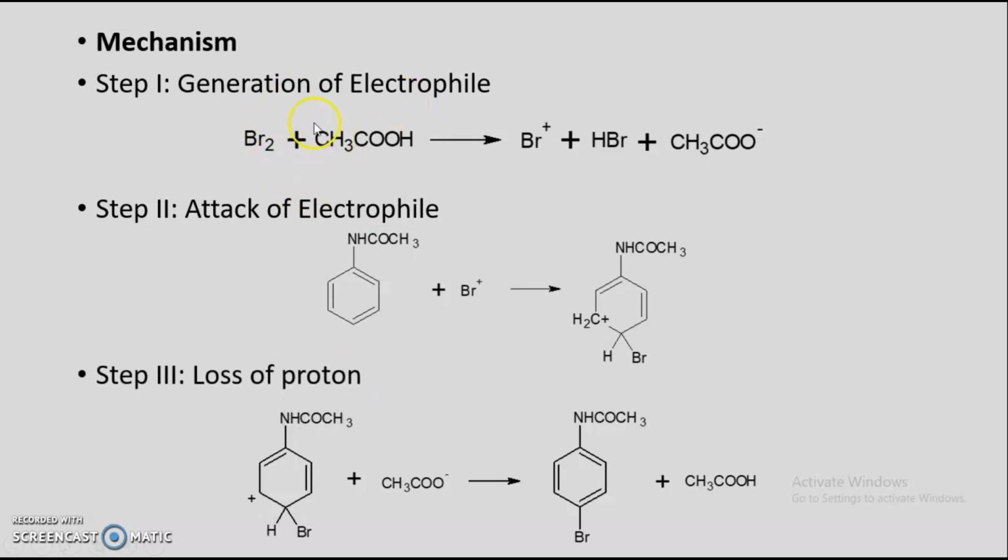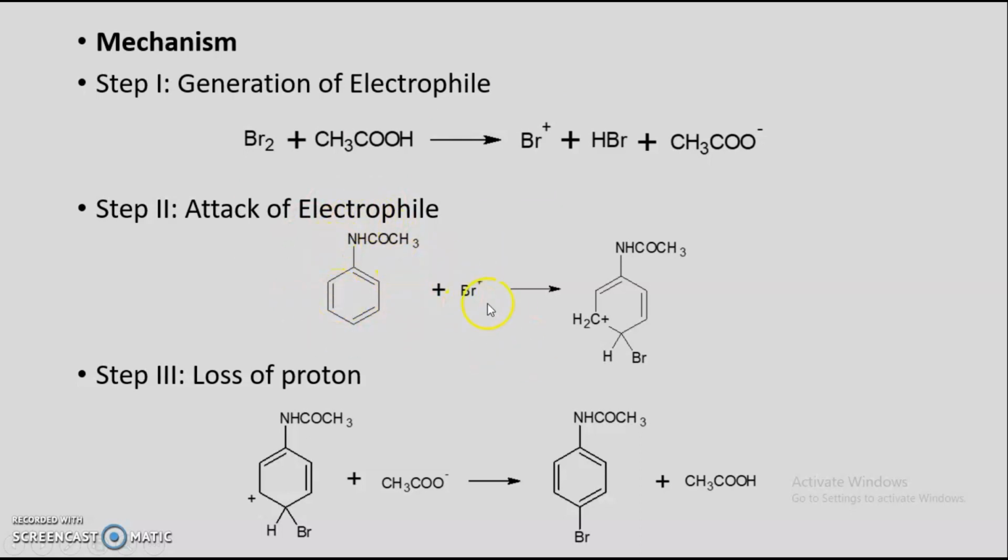Here you can see that bromine reacts with glacial acetic acid, which leads to the formation of the bromine ion as an electrophile. In the second step, this electrophile, the bromine ion formed in the first step, will attack the acetanilide.